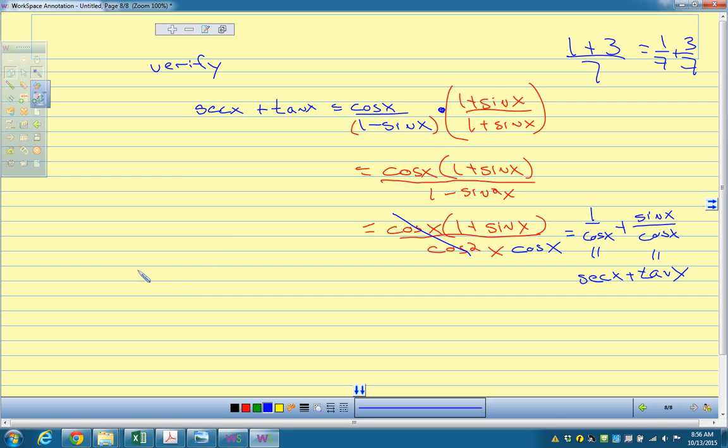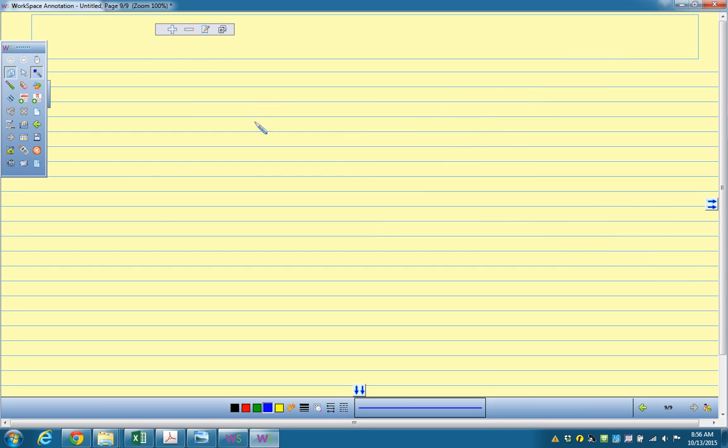Okay. Last one. This one's not too bad either. And we did one like this on an identity sheet way back when. Last one, cotangent squared theta over 1 plus cosecant theta, and they want you to show it equals 1 minus sine theta over sine of theta. So verify.